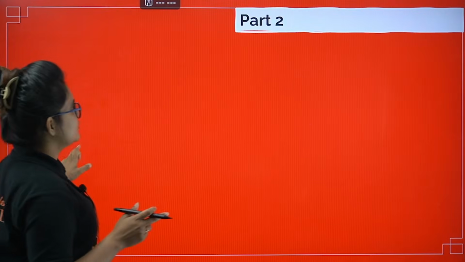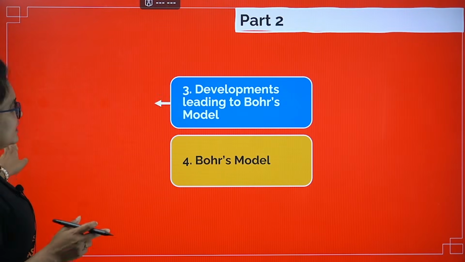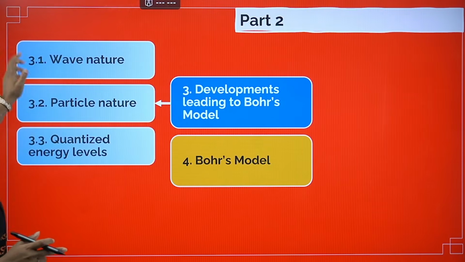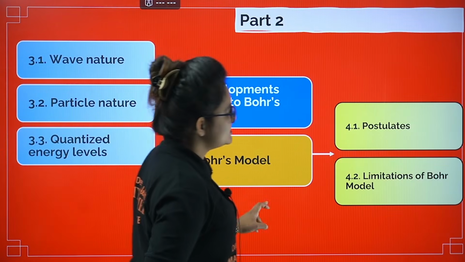So yes, let's go ahead with part 2, that is, development leading to Bohr's model. Here we are going to discuss the wave nature of the electron, particle nature, and quantized energy levels. And in Bohr's model, we are going to discuss the postulates and the limitations.